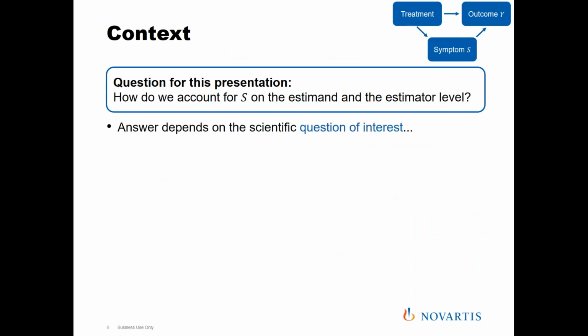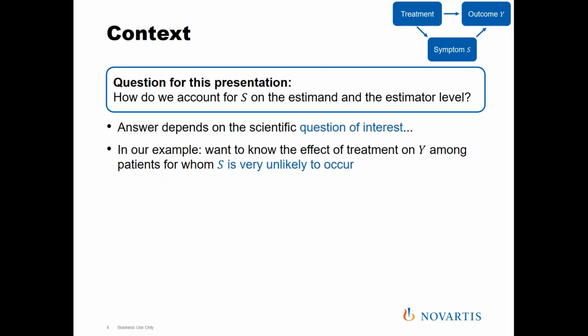And so the answer to this question, of course, depends on the scientific question of interest. And in our situation, we were interested in knowing the treatment effect on Y among patients for whom this event S is very unlikely to occur. So what do we mean by that? How do we reflect that in our estimand?